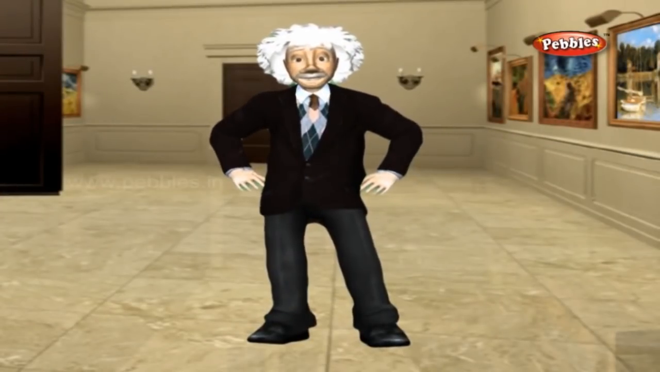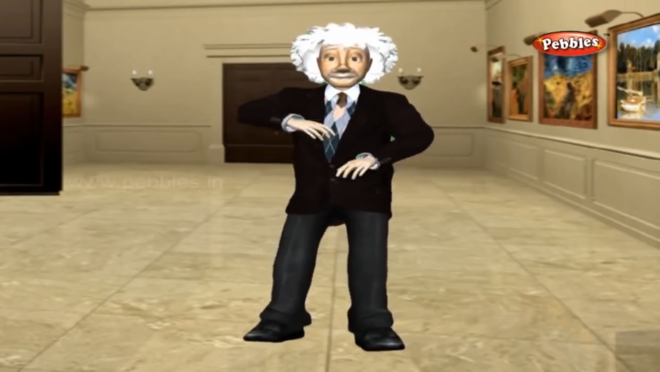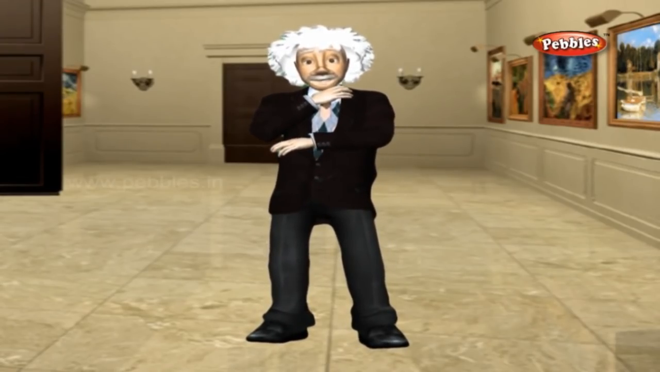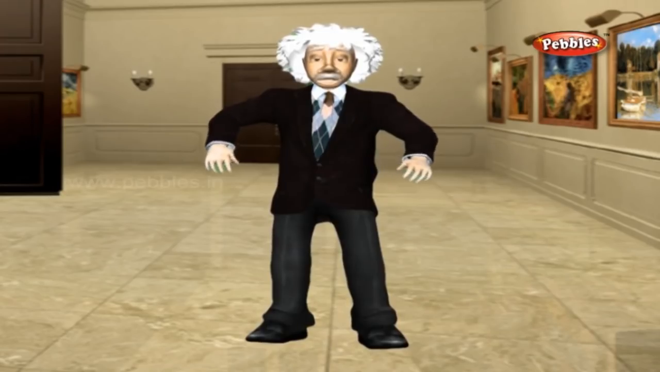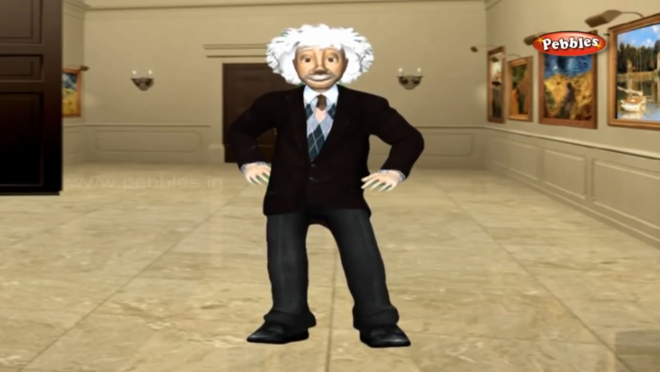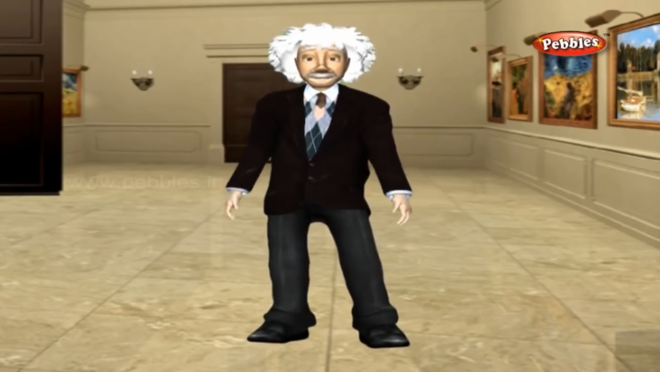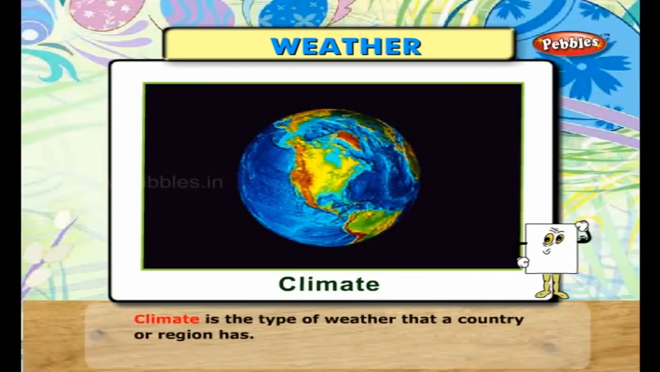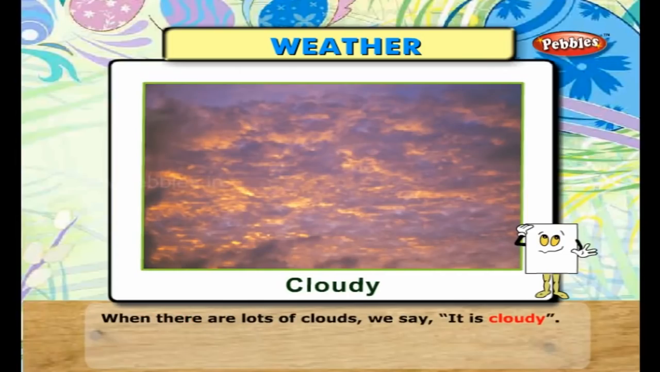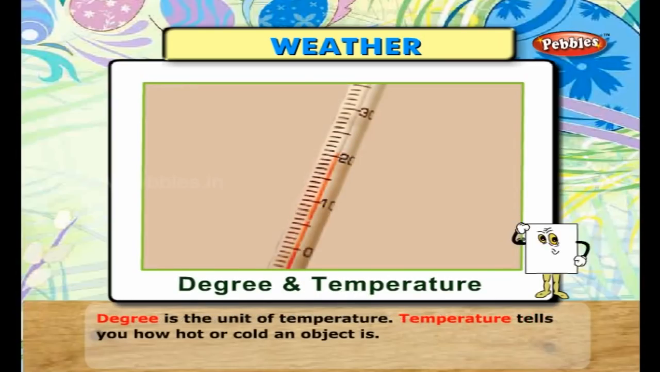Let's learn something about weather. Weather. Weather means the conditions that exist in the atmosphere. Weather conditions are related to temperature, rain, snow, storm, etc. Climate is the type of weather that a country or region has. When there are lots of clouds, we say it is cloudy. Degree is the unit of temperature. Temperature tells you how hot or cold an object is.